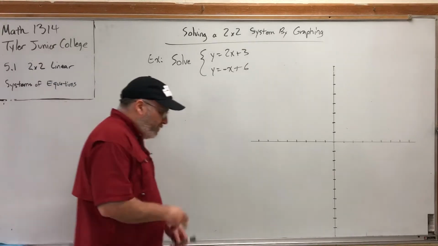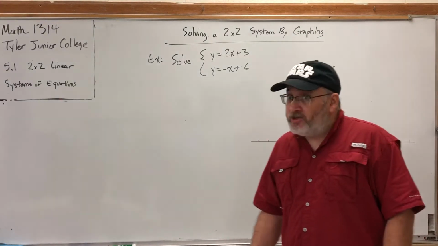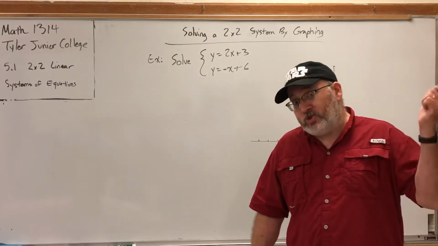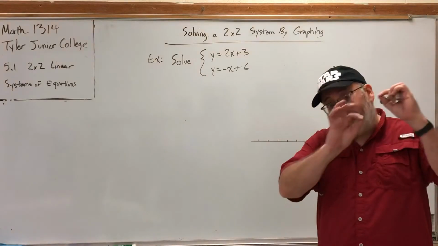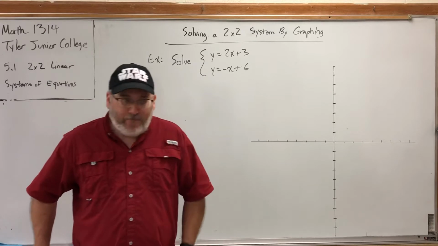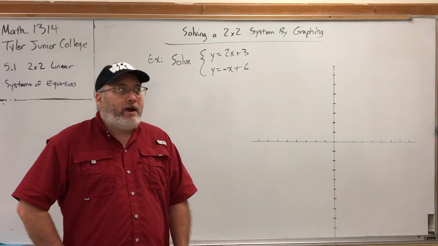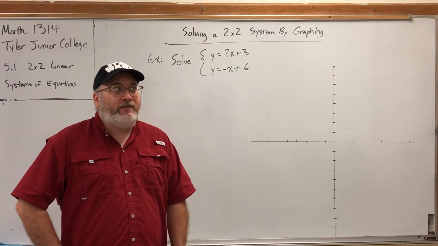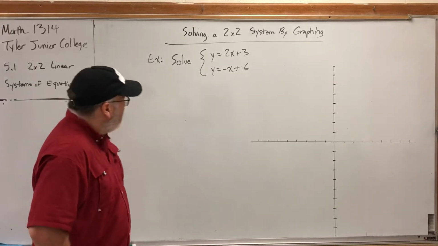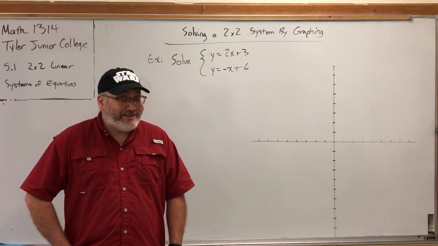Recall that a graph is just a visual representation of the solutions to an equation. If an ordered pair makes an equation true, that point belongs to the graph, otherwise it doesn't. If you put enough solutions on a coordinate plane, you start seeing the graph emerge. So it stands to reason that if we are looking for a solution to a system of equations, we are looking for an ordered pair that would be on the graphs of all of the equations involved in the system. In the case of a 2 by 2 linear system, that means we're looking for the point where 2 lines intersect.